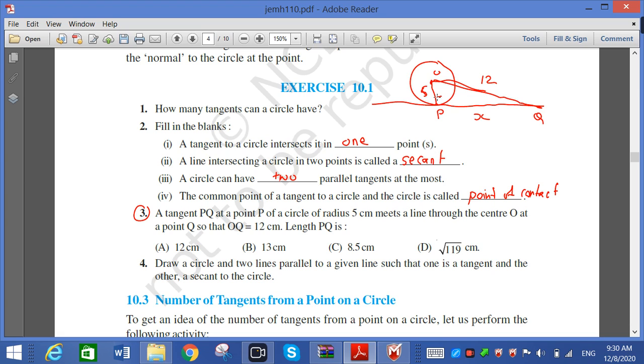We can apply Pythagoras here because it is perpendicular. By applying Pythagoras, OQ square is equal to OP square plus PQ square. So 12 square is equal to 5 square plus PQ square. So PQ square is equal to 144 minus 25, that is 119. Therefore PQ is equal to root 119. So option D is given.